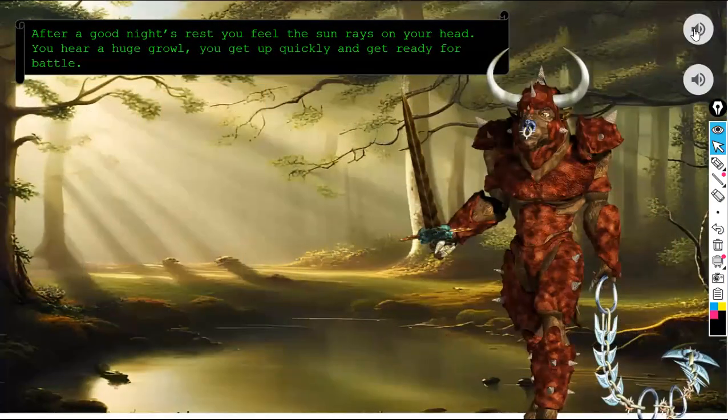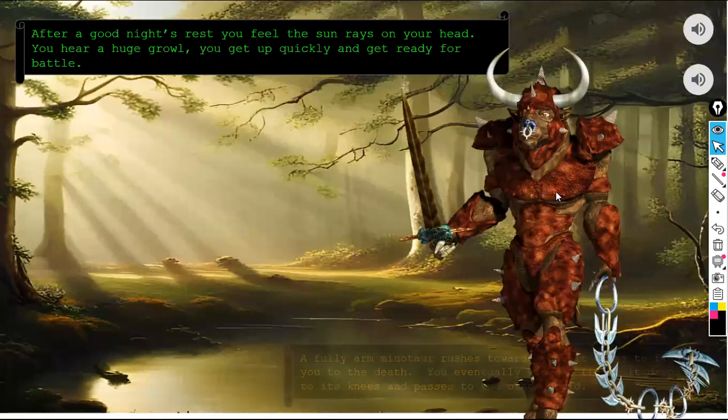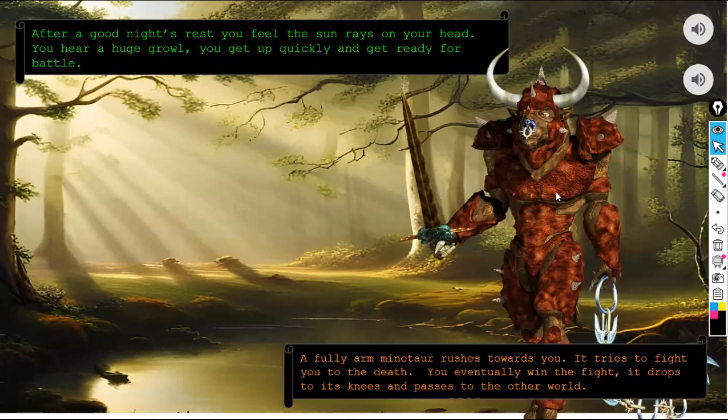All right, so we have a little cut scene here, right? So apparently after a good night's rest, you feel the sun rays on your head and you hear a huge growl. Oh, this scary looking monster is coming towards you guys here. So you get into a fight with what's called this? A minotaur, right? And of course, you're battling minotaur and whatnot. Let's see the outcome of this battle.